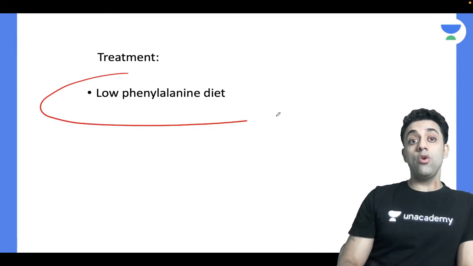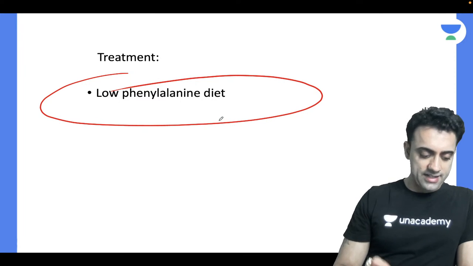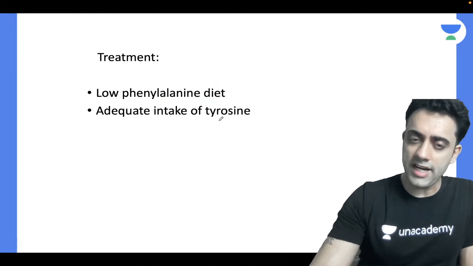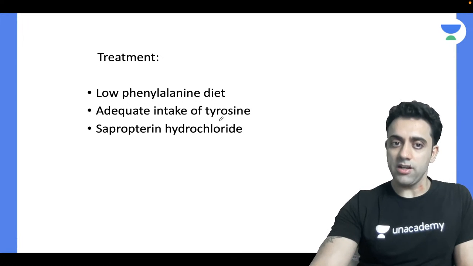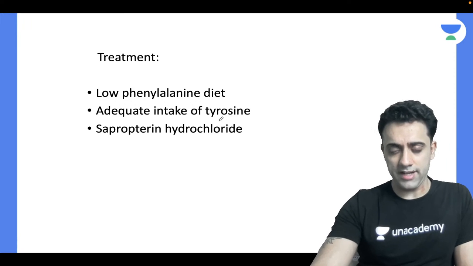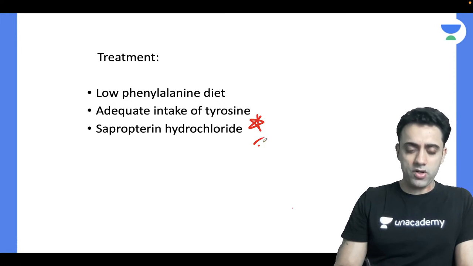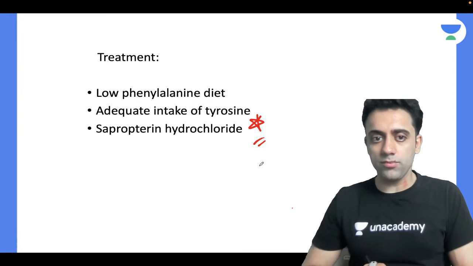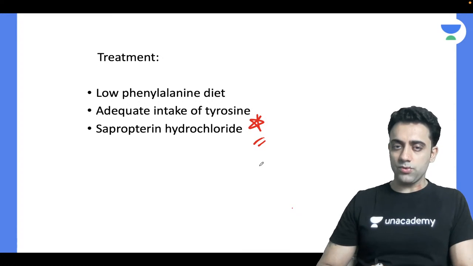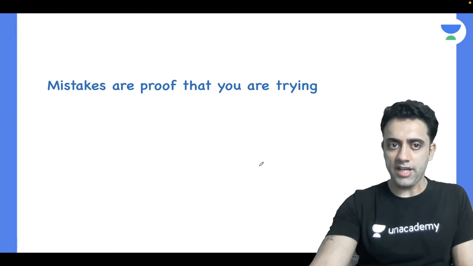You will give me a low phenylalanine diet, number one. Number two, of course, adequate intake of tyrosine, because tyrosine deficiency is also there. And also sepropterin hydrochloride. This is again another star mark, important exam question. Sepropterin hydrochloride is something which we use as the treatment for this one. Okay, that you should know.